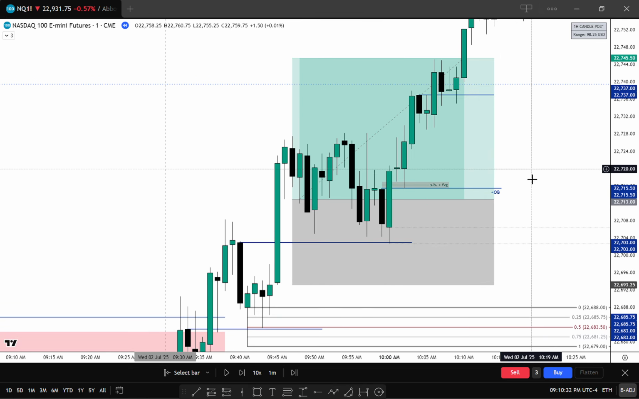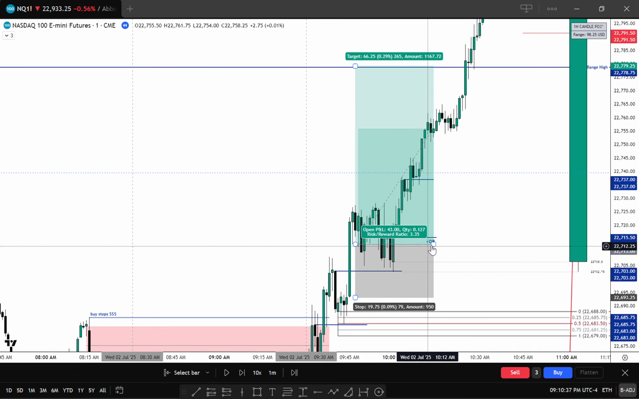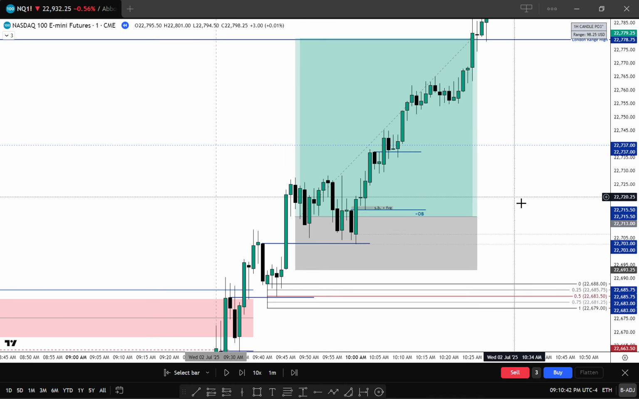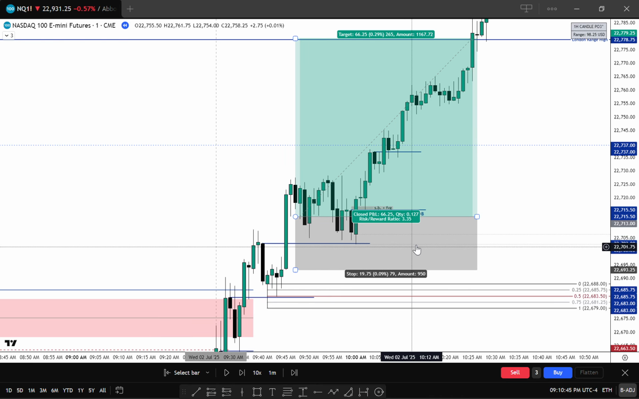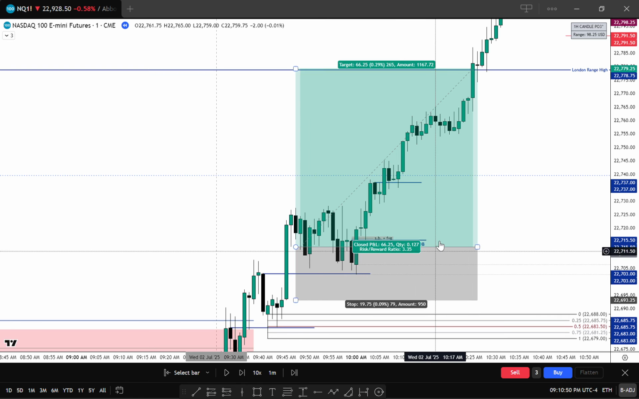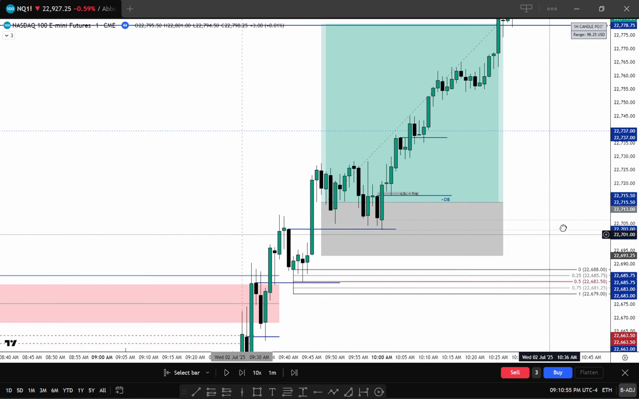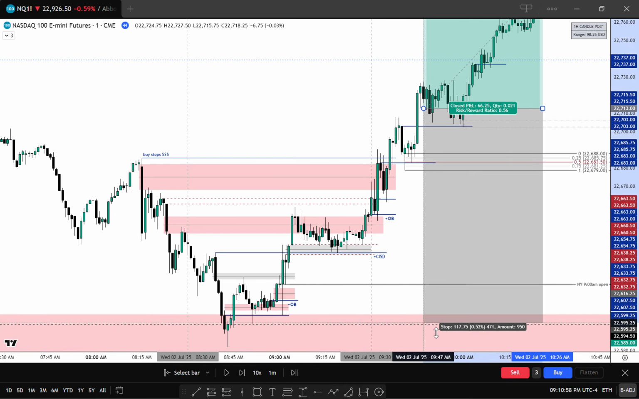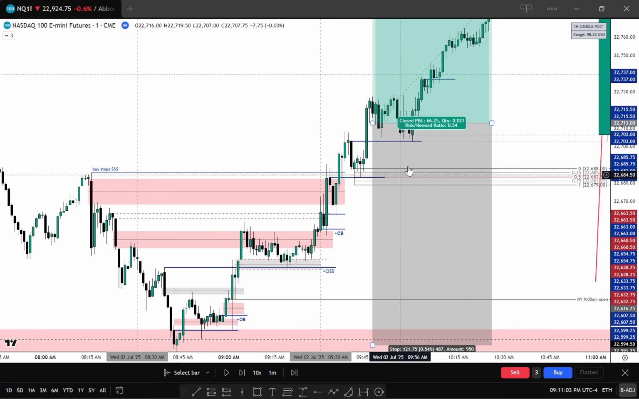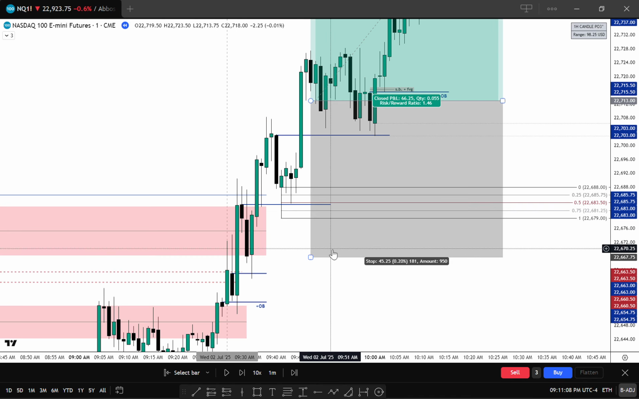You could have entered here on the retrace of this fair value gap, but then put a really tight stop at the low of this candle, right? And then if your risk to reward makes sense, go for it. Premium discount doesn't really have a big role as long as your risk to reward ratio still makes sense. If you're way up into premium and then your stop loss has to be massive and it's not even a logical stop, then yeah, that's different. I would not be putting my stop down here, obviously, because my risk to reward is horrible.